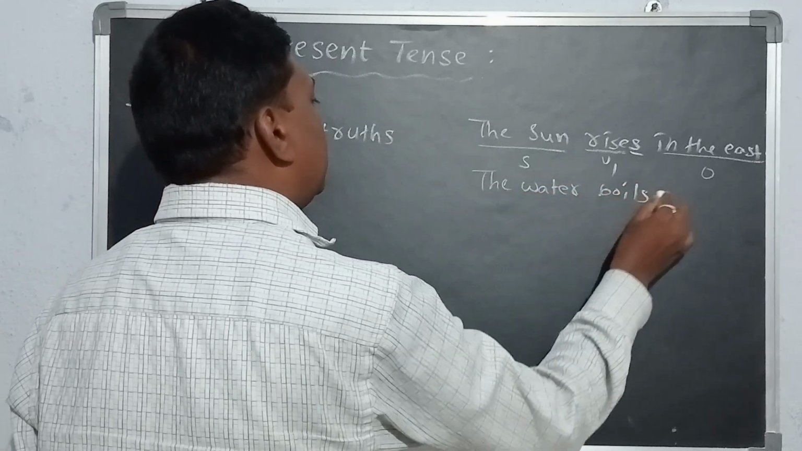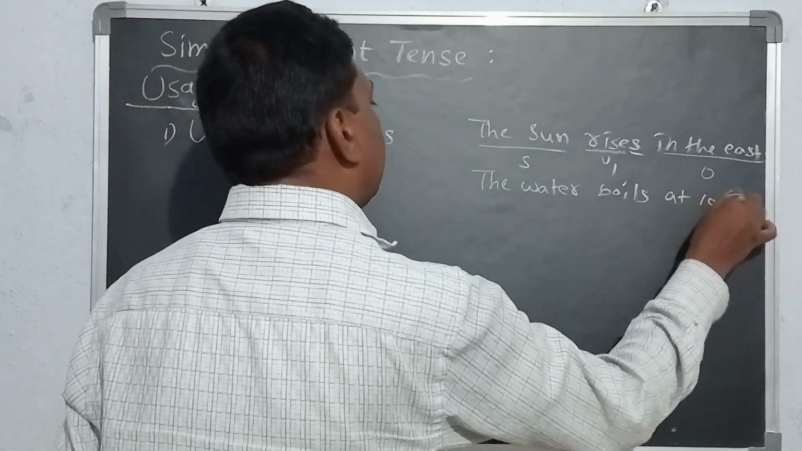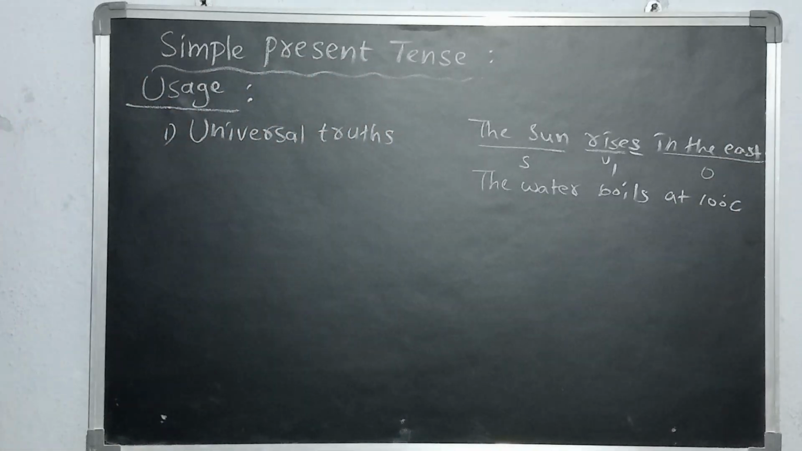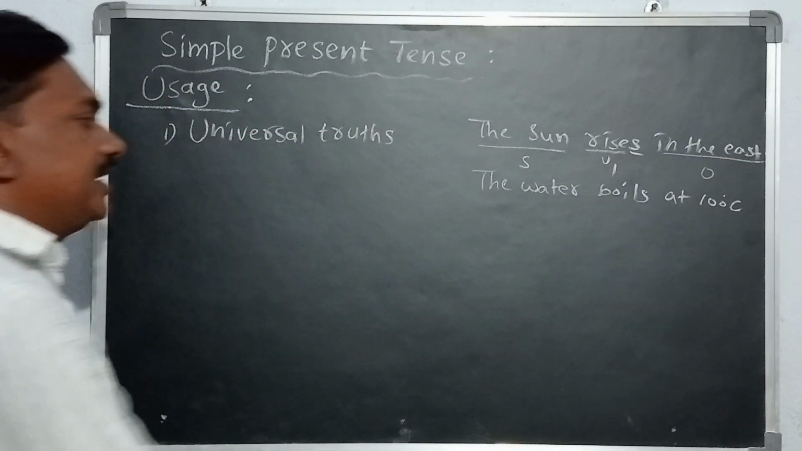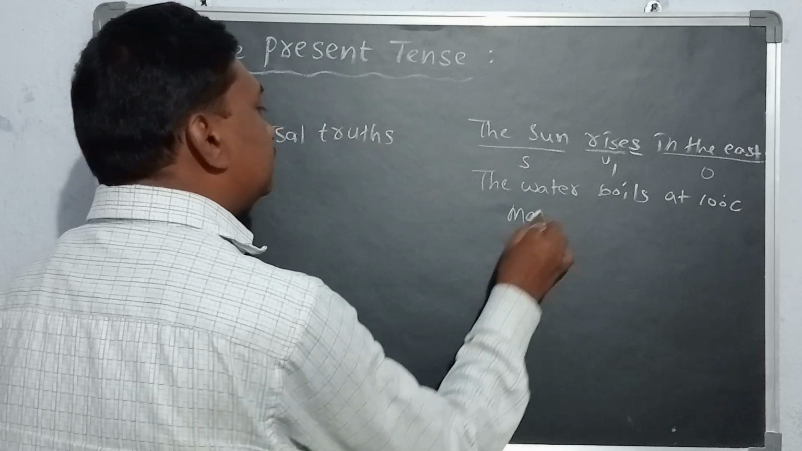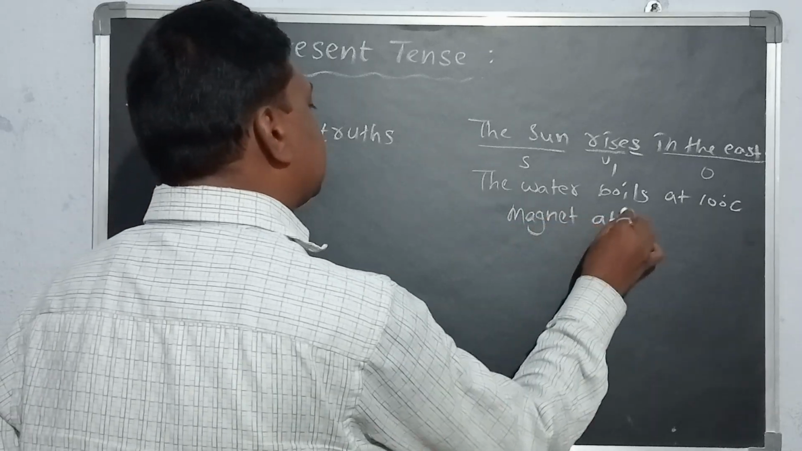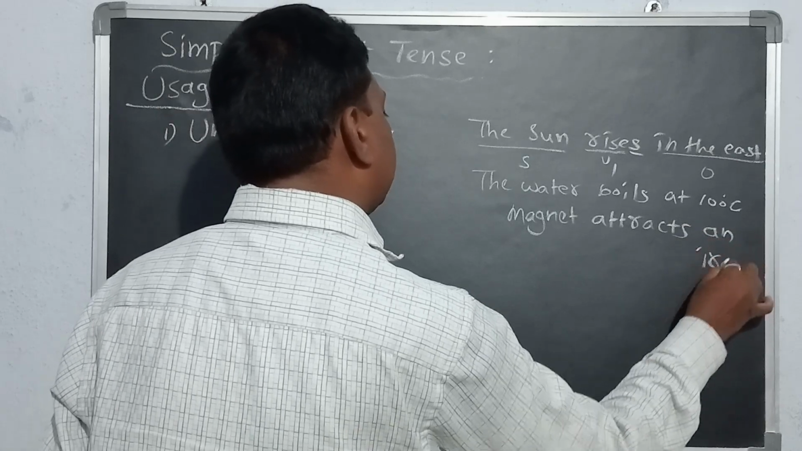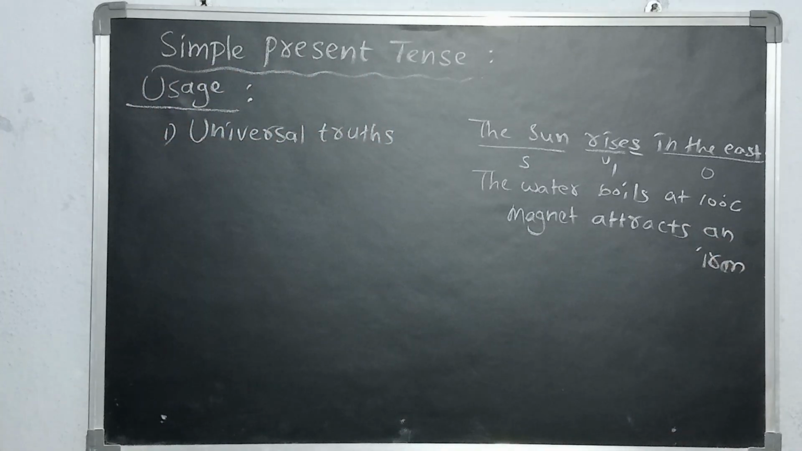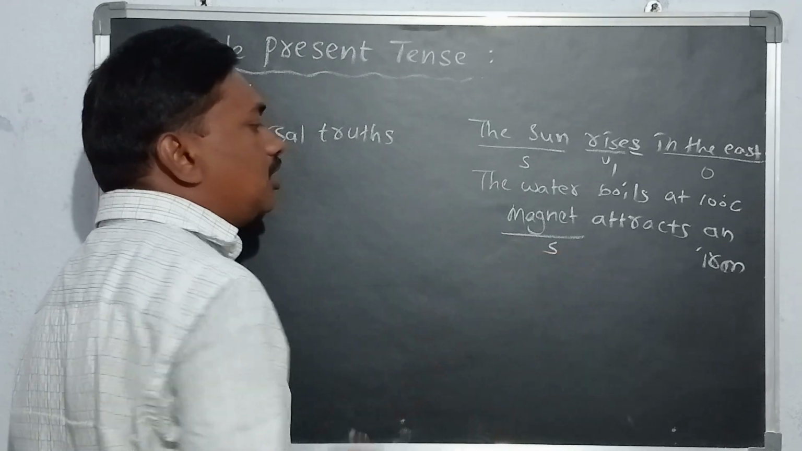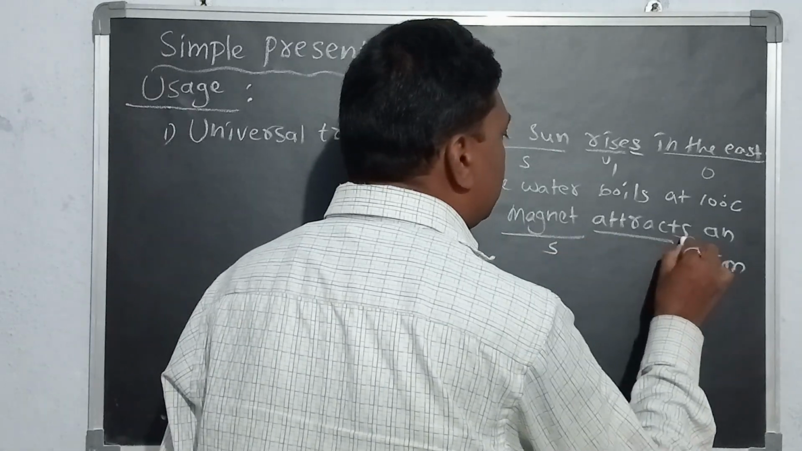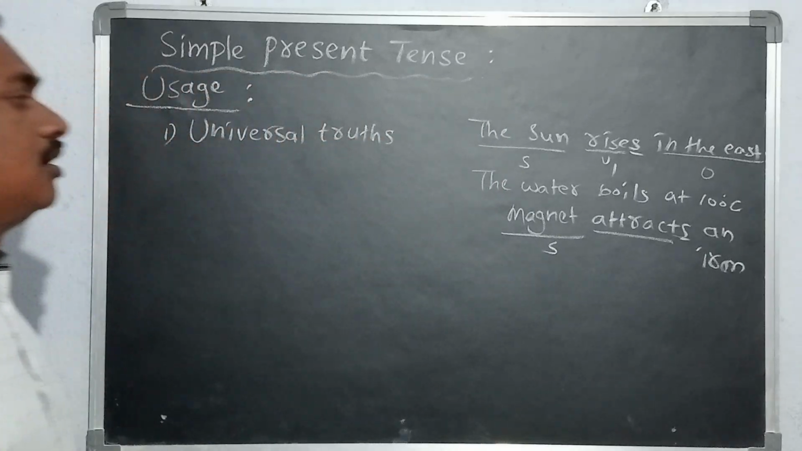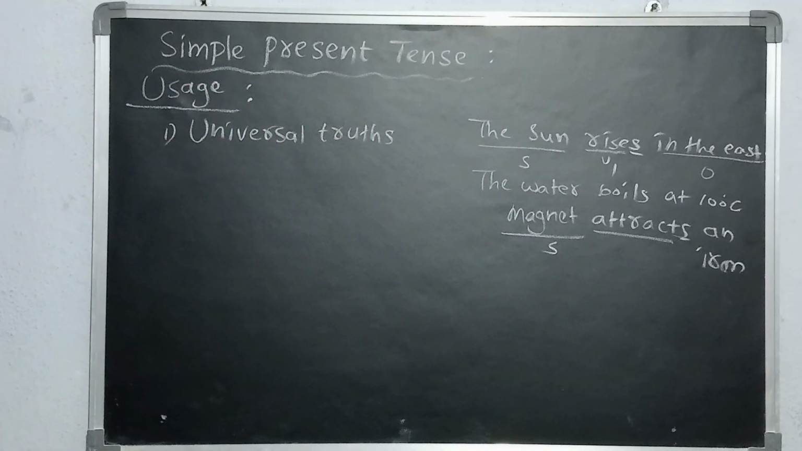boils at 100 degrees centigrade. Water boils at 100 degrees centigrade. Next, magnet attracts an iron. Magnet is the subject, third person singular, so the verb attract adds s. Magnet attracts an iron. So these are universal truths.